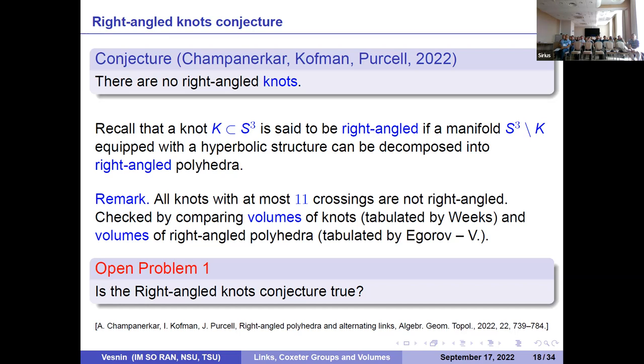So we know volumes of a huge family of knots and links. They can be tabulated using Jeff Weeks's program SnapPea. And on the other hand, you know how to calculate volumes of right-angled polyhedra. We did it with Andrei Egorov. So it's still an open problem. Is this right-angled knots conjecture true? It's checked for small knots, but for the general case, we definitely need other ideas. There is a reference to a paper of Champanerkar, Kofman, and Purcell, which appeared this year, just recently.